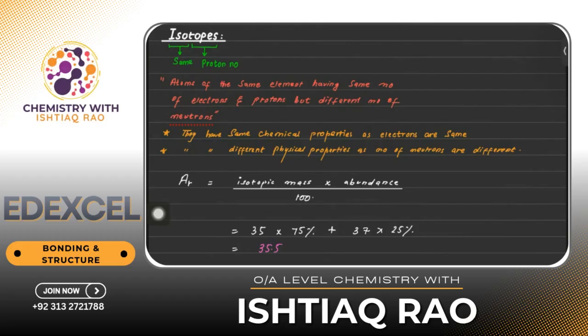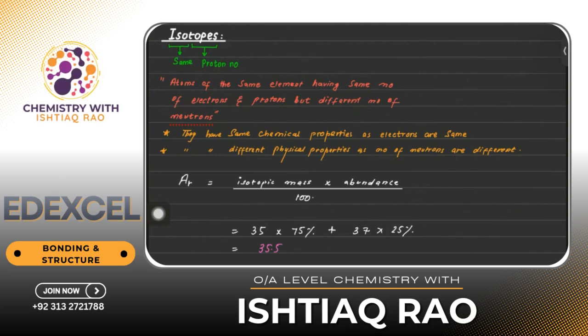Isotopes, I can say it's related to mass spectrometry. Basically, same number of protons but different number of neutrons. This is the baby topic, baby definition. But the thing is that isotopes have the same chemical properties but different physical properties. You know why? Because isotopes have the same number of electrons but different number of neutrons.